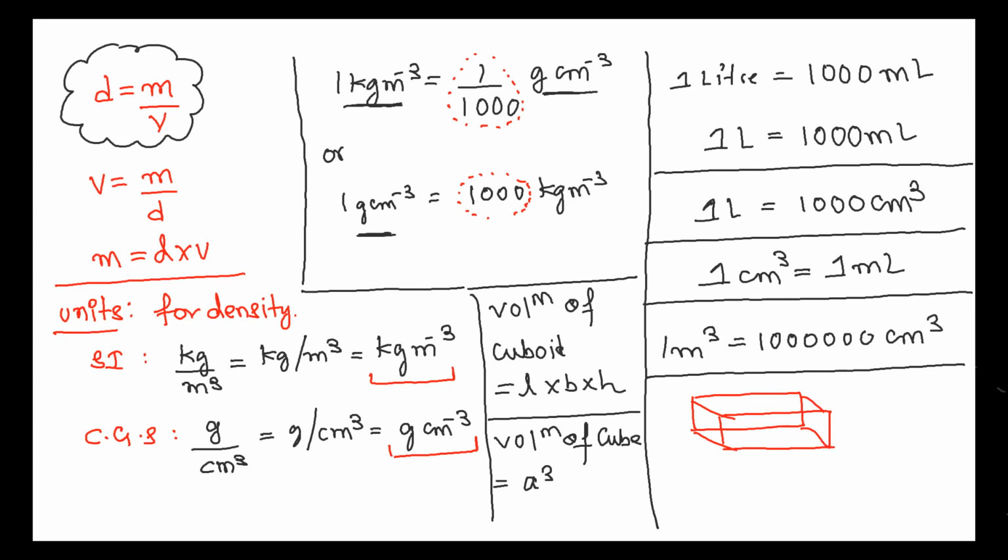This is the cuboid. All the sides are of different length. But when you talk about cube, all the sides are equal, and the length of each side is a. Hence, we write a cube. Actually, the formula goes like this: a into a into a, which is the same as a cube.